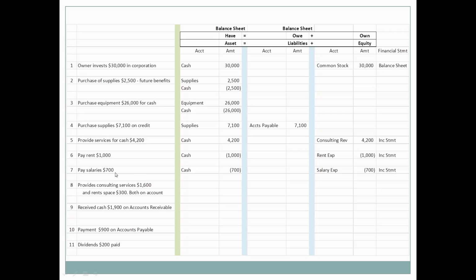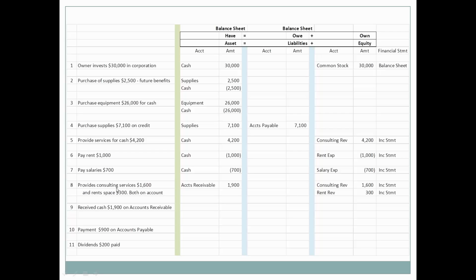Next, we're going to pay salaries in the amount of $700. So cash went down by $700 because the salaries were paid. Salary expense is going to decrease owner's equity. And again, revenue and expenses are on the income statement. So the financial statement associated with the equity account is going to be the income statement.